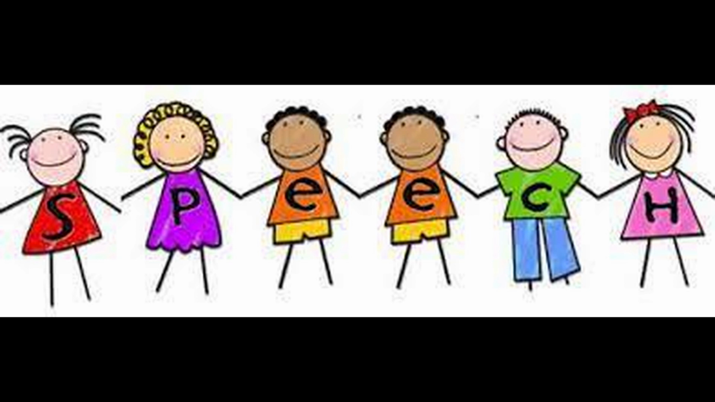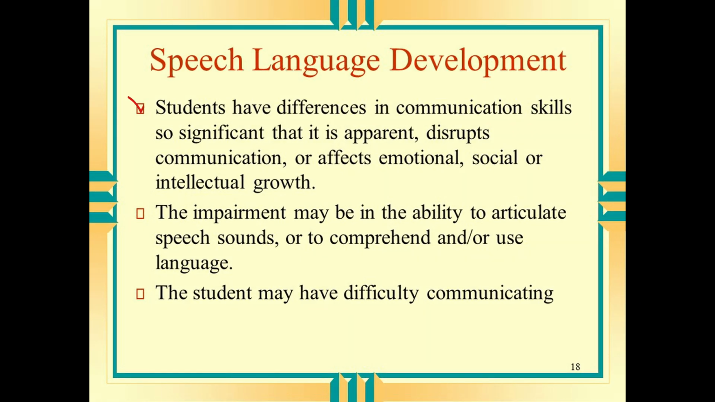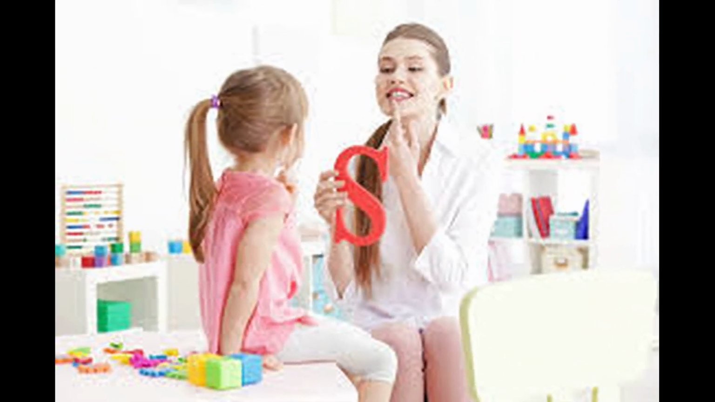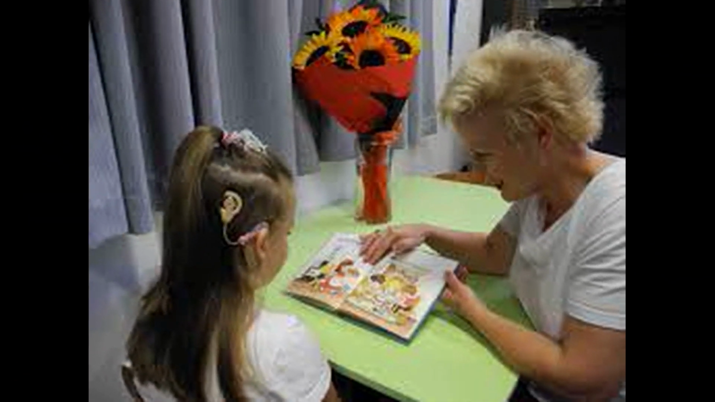Let's talk about speech-language development. Students in this category have differences in communication skills so significant that it is apparent, disrupts communication, or affects emotional, social, or intellectual growth. The impairment may be in the ability to articulate speech, sounds, or to comprehend and/or use language. The student may have difficulty in communicating. Because of the emphasis on early intervention, students in this category are usually very young. This can also be caused by other physical impairments or deafness ranging from partial to full.